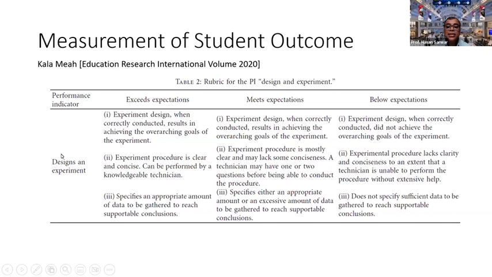But this performance indicator can become below expectations if the experiment design, when correctly conducted, did not achieve the overarching goals of the experiment, the experimental procedure lacks clarity and conciseness to an extent that a technician is unable to perform the procedure without extensive help, and it does not specify sufficient data to be gathered to reach supportable conclusions.